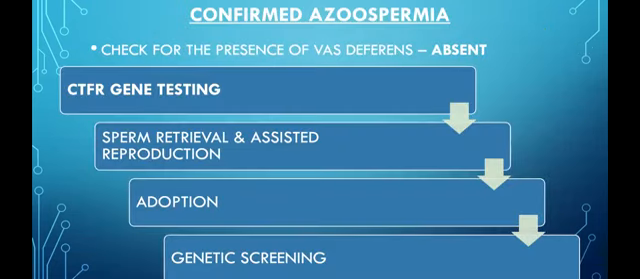ICSI. So once you have confirmed azoospermia, the next step is to look for the presence of a vas deferens. If the vas deferens is absent bilaterally, then one would do CFTR gene testing. That's cystic fibrosis transmembrane regulator gene testing. We'll go into more depth about this at a later stage, but the options in these patients are sperm retrieval and assisted reproduction with genetic screening, as well as adoption.